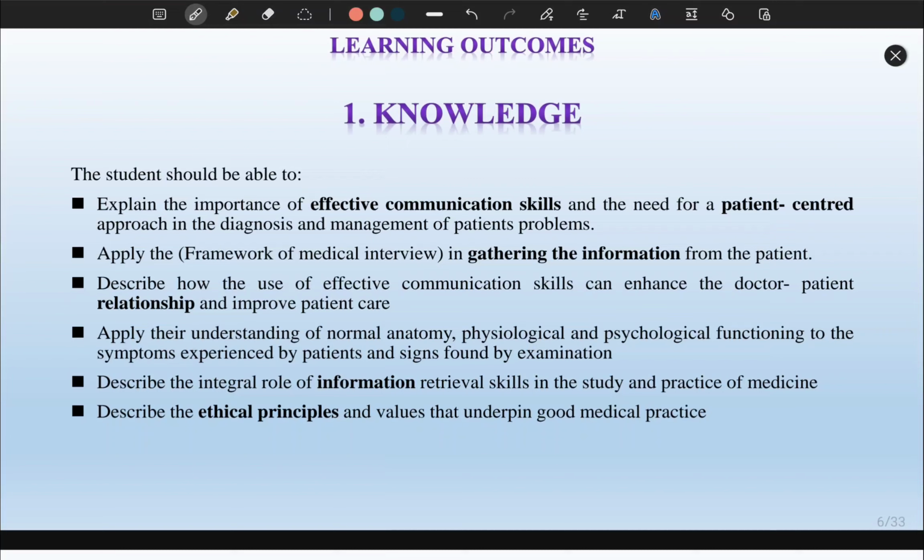Skill to run a patient-centered approach. Skill to recognize and respond to the patient's emotion. You should have skill to gather information and give information to the patient.